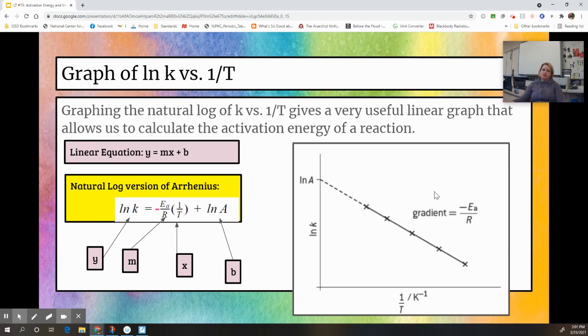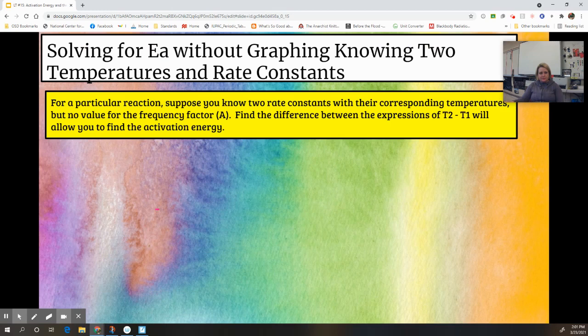So this is great if you can always graph in order to find activation energy. However, sometimes you won't be able to graph because you won't know the frequency factor. If you don't have the ability to graph, we can solve for the activation energy if I know two rate constants with two corresponding temperatures. So I can find the rate constant at two different temperatures, subtract those two equations, and I will be able to find the activation energy.